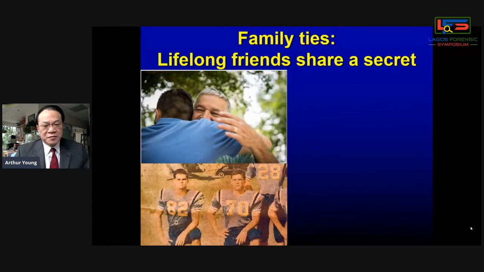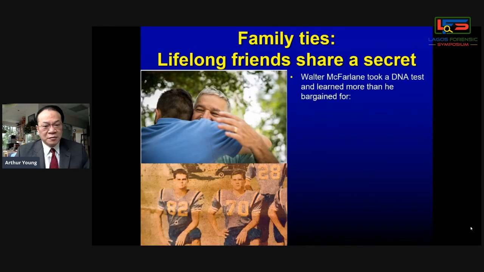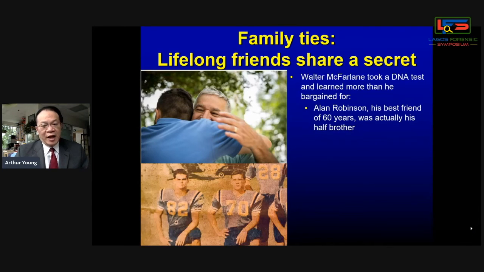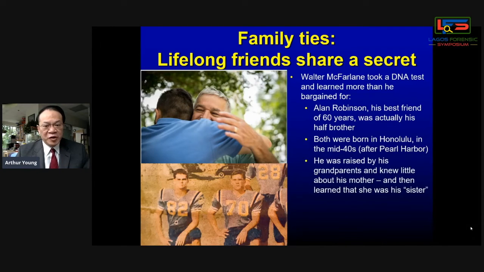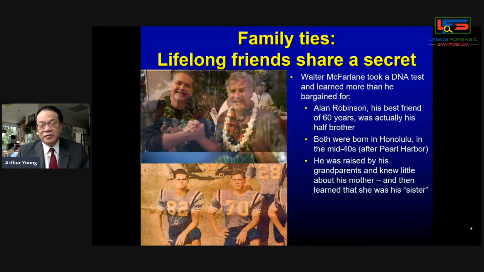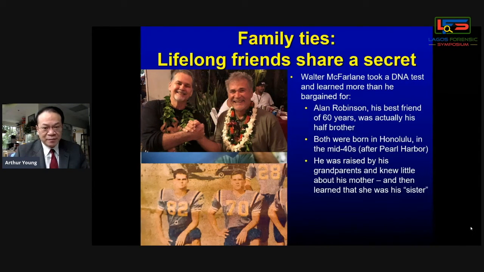Two lifelong friends share a secret. We have here Walter McFarlane, and he took a DNA test, and what he discovered was more than he could possibly bargain for. His best friend, Alan Robinson, they've been best friends for 60 years. They played high school football together, and they were actually half-brothers. They were both born in Honolulu, Hawaii, in the mid-1940s, which was about 4 years after Pearl Harbor. He was raised by his grandparents. He did not know his mother, but he then learned that the woman that he called his sister was actually his mother, because she was about 14 at the time.